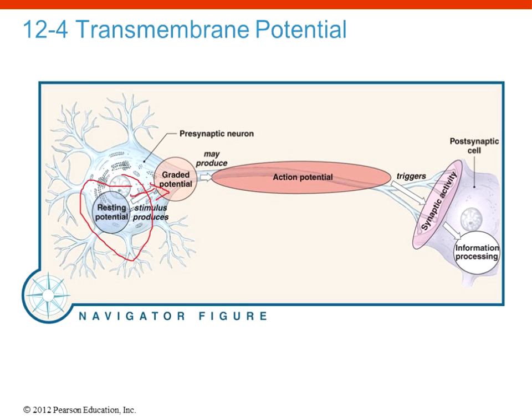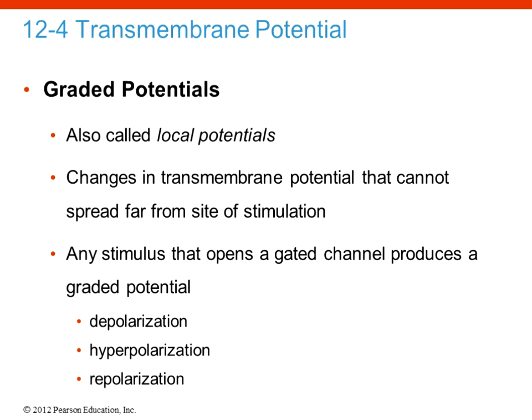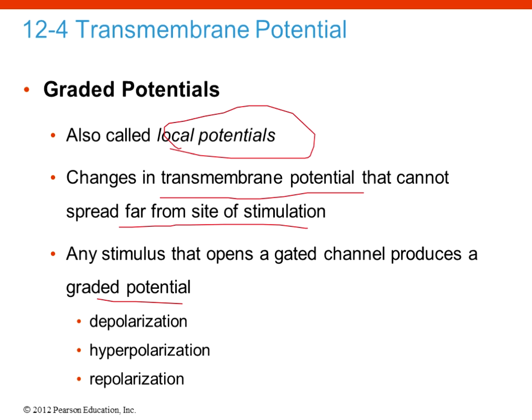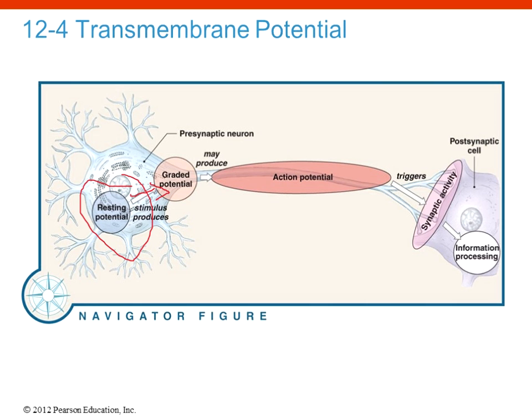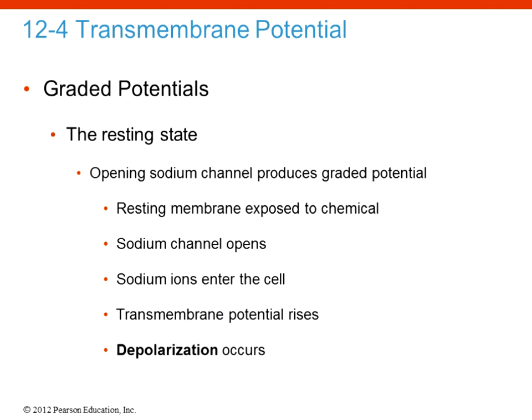If we see a depolarization, it's going to initially cause what's called a graded potential, also referred to as local potential. These are changes in transmembrane potential that cannot spread far from the site of stimulation. Any stimulus that opens a channel is going to result in a graded potential because that's what depolarization is. Hyperpolarization can also happen, which is becoming more negative, going from negative 70 to negative 80 perhaps. And then repolarization is also very important because once it depolarizes, it needs to get back to resting state so that it can do it again.